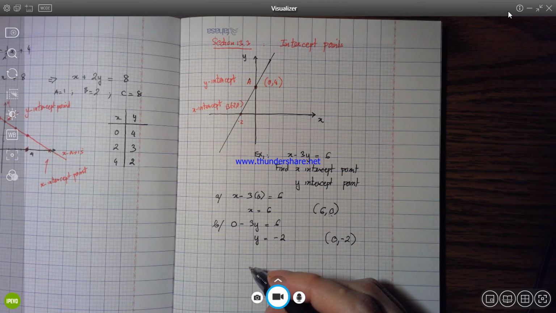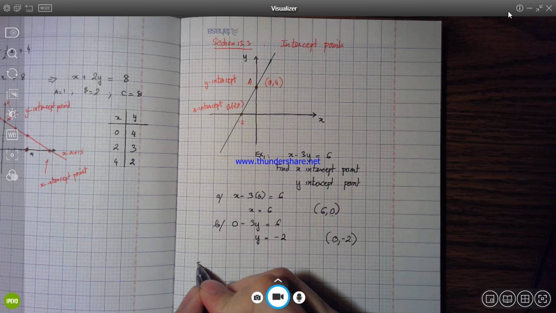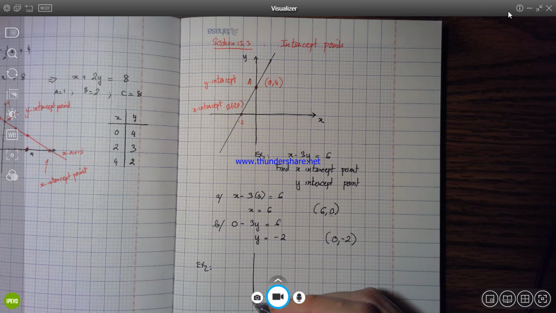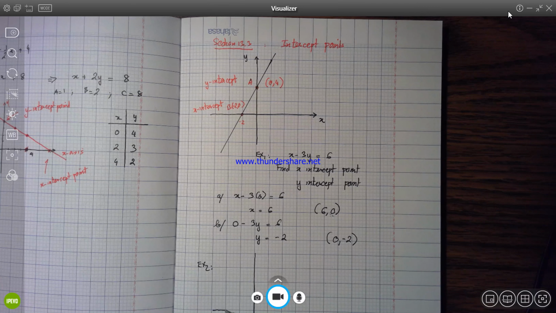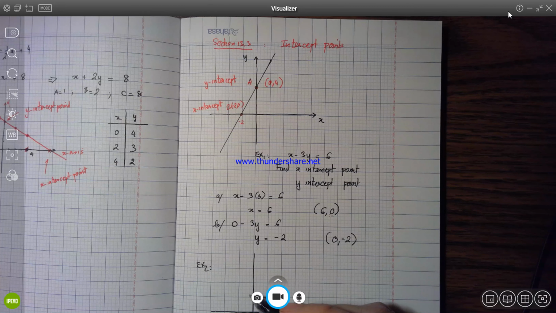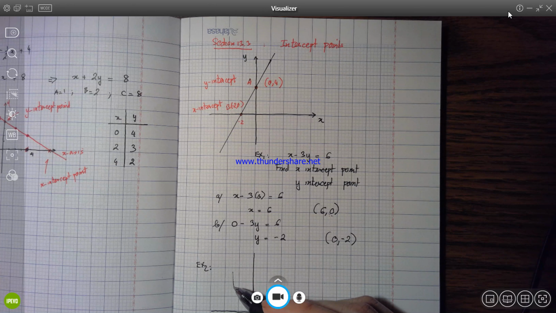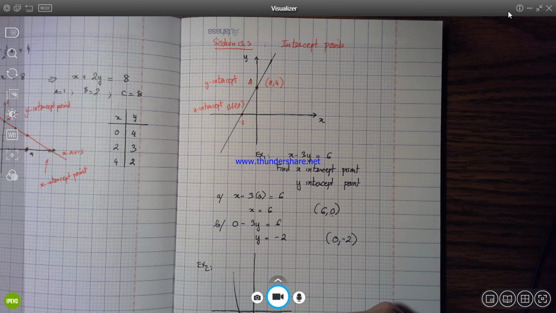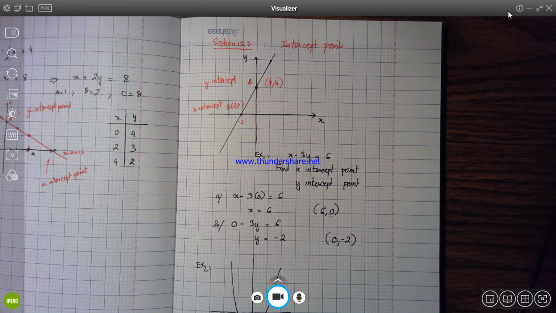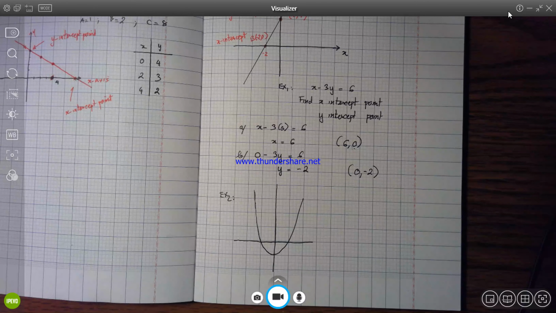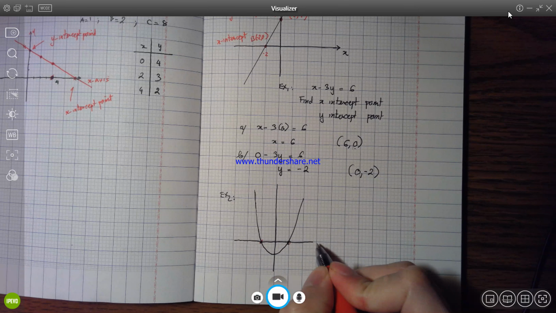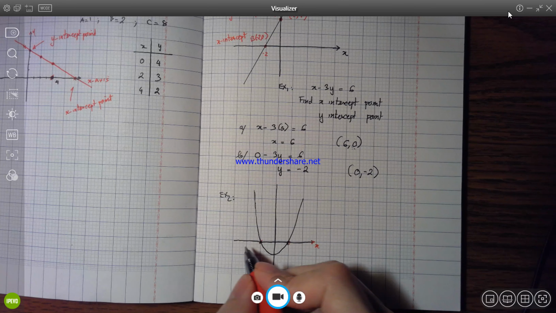What if I have something like this? Example 2. Instead of having a line, I will have a curve like this. What if I have a curve like this? You see that this curve right here intersects the x-axis at 2 points. I call them point A and point B here.